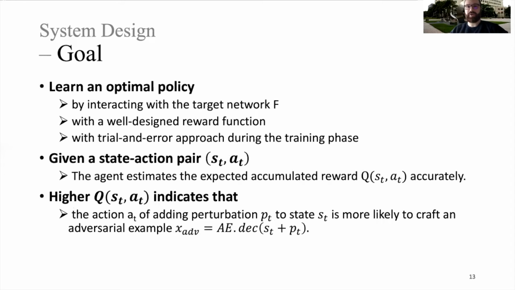So as you could see, our goal is actually to learn a policy. In order to learn an optimal policy, we allow our agent to interact with this target network F. And also we define a very good reward function that would tell the agent whether the chosen action was good or bad. Then in the training phase, the agent would follow a trial and error approach. In this way, for every state and action pair that he visits, he would record his experience into the Q network. Then, if the agent is at a state ST, the action that contributes to the highest Q value means that it is more likely that the agent can create an adversarial image.